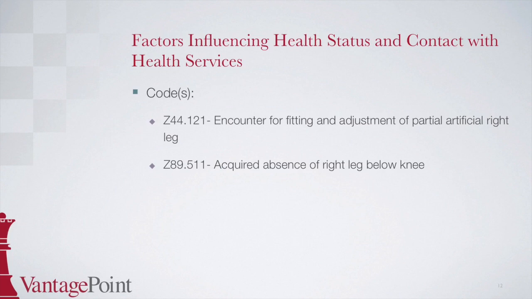To locate this code, start at absence in the alphabetic index, then locate leg, then the phrase below knee, which points to Z89.51, with a checkbox indicating that more digits are required. When we confirm Z89.51 in the tabular, we see that there are options for right, left, and unspecified in subcategory Z89.51, and therefore Z89.511 is appropriate for the right leg.